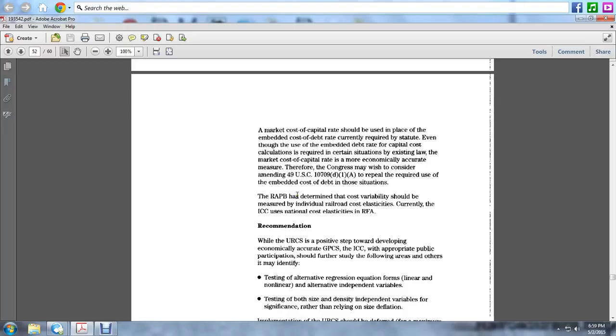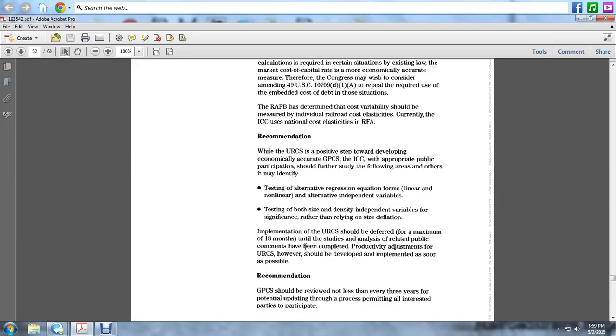The Railroad Accounting Principles Board determined that variability should be measured by the individual railroad cost elasticities. Currently, the ICC uses the national cost elasticities of the RCAF. Recommendations: the URCS is a positive step in the development of economically accurate costing, and the Interstate Commerce Commission, with appropriate public participation, should further study the following areas and others it may identify: testing alternative regression equation forms, linear and nonlinear; alternative independent variables; testing both size and density independent variables and significance, rather than relying on size differentiation.